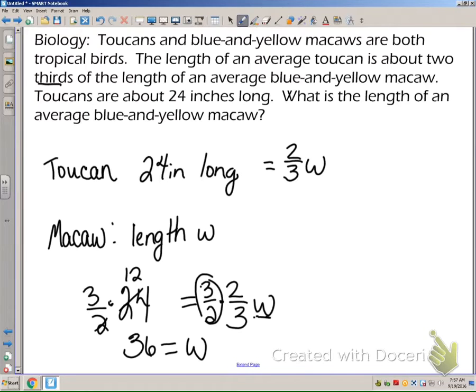Now let's make sure that makes sense in terms of the problem. Which one should be longer, the macaw or the toucan? Well, it says the length of an average toucan is about 2/3 of the length of an average blue and yellow macaw. So we know that the toucan should be shorter. So that makes sense that the toucan is 24 and the macaw is 36 inches.